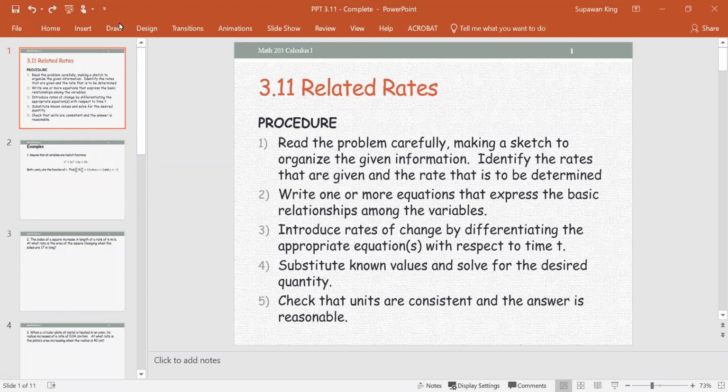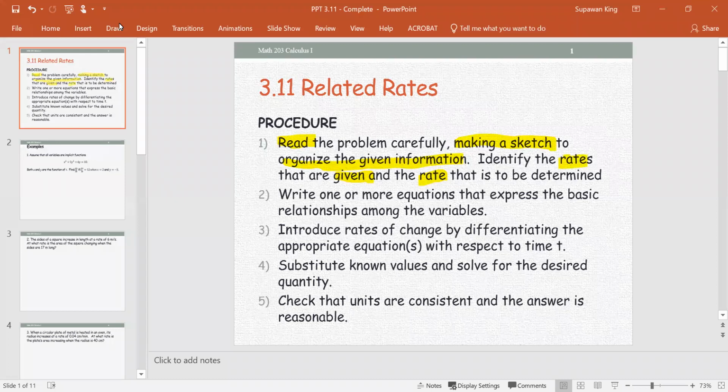Section 3.11, Related Rates. In this section, we are going to solve word problems involving the derivative, or the rate of change with respect to time. The procedure to solve this type of problem: Step 1, read the problem carefully, make a sketch or draw the diagram to organize the given information, and identify the rates that are given and the rate that is to be determined.